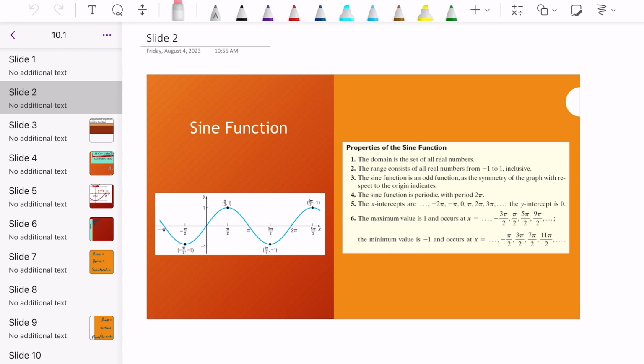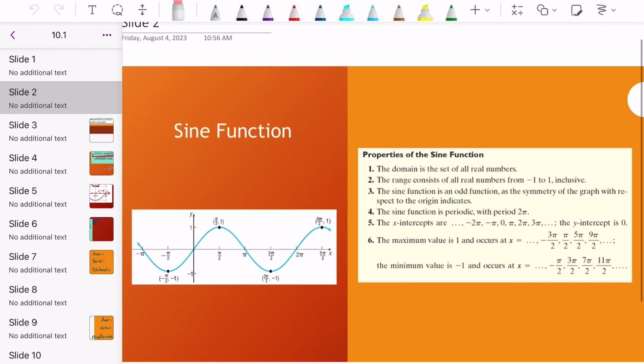So, on slide 2, here we have a classic sine function and the various properties that go along with it. First thing to keep in mind is that the domain will go from negative infinity to positive infinity, and it does include all real numbers. Now the range is restricted from -1 to +1, and it is inclusive, which means that it does include the -1 and it does include the +1 as well.